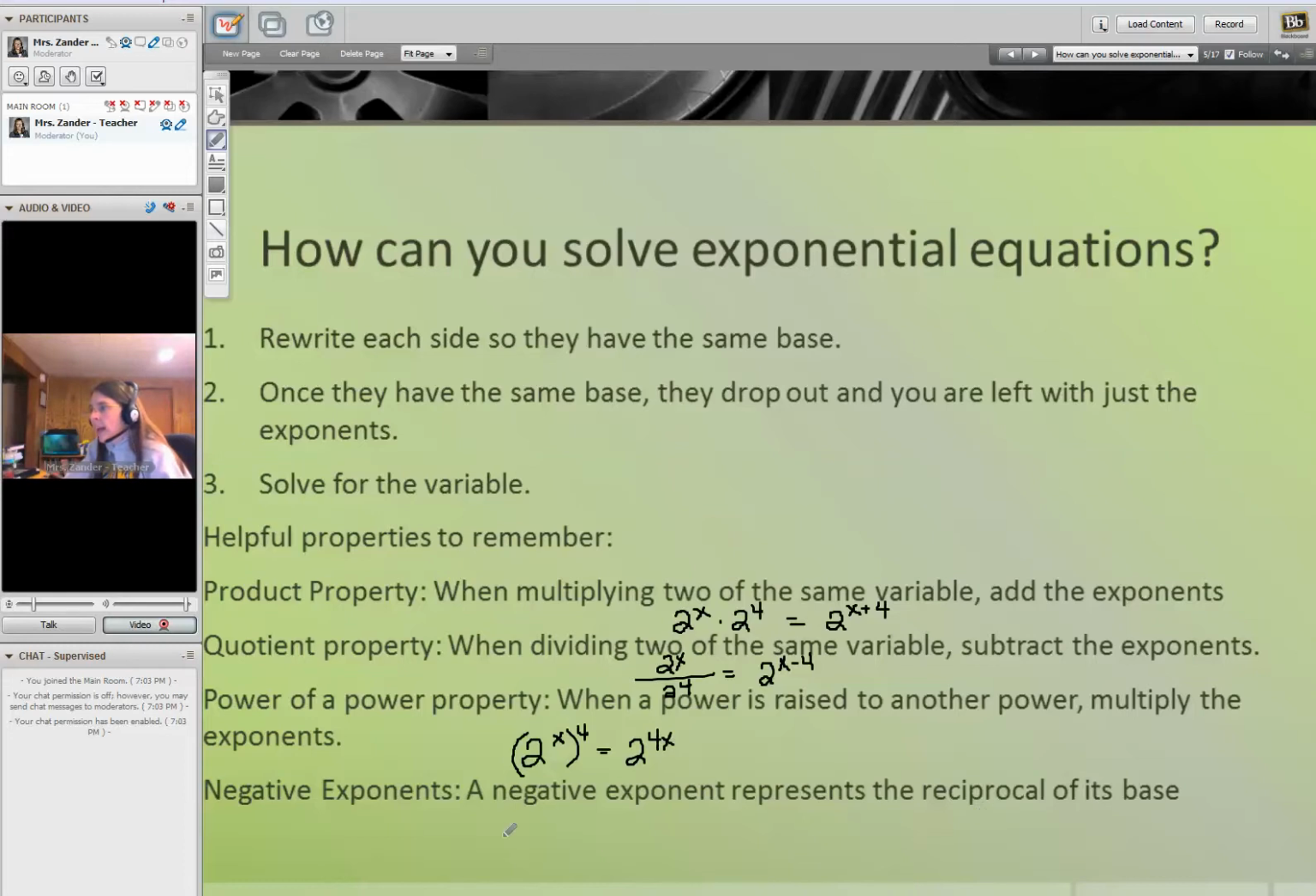And last are negative exponents. So if I were to have 2 to the negative x power, we are going to represent the reciprocal of that base. So we just knock it down to the denominator, and it would become positive there. Those are going to be really helpful when we go to actually solve our exponential equations.